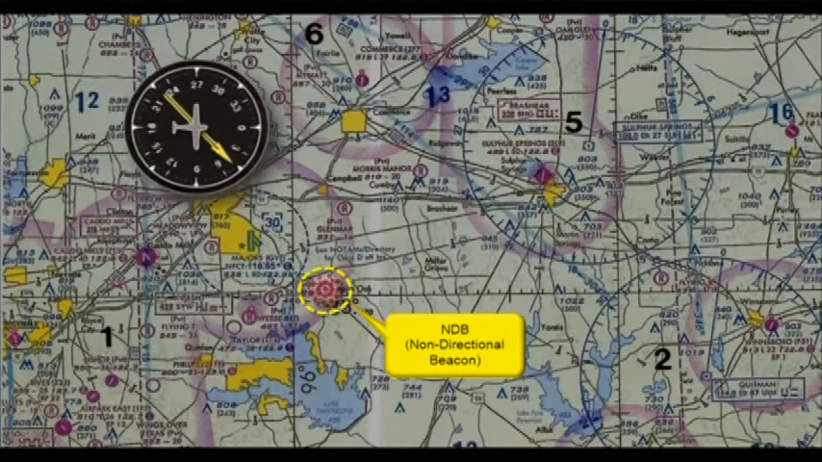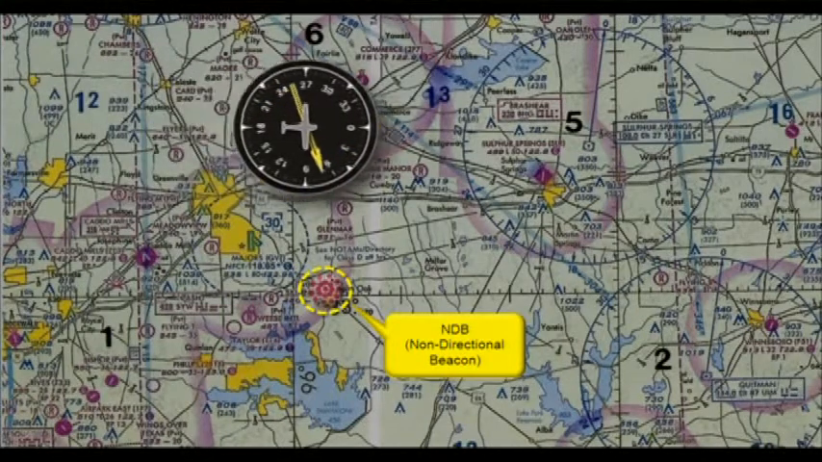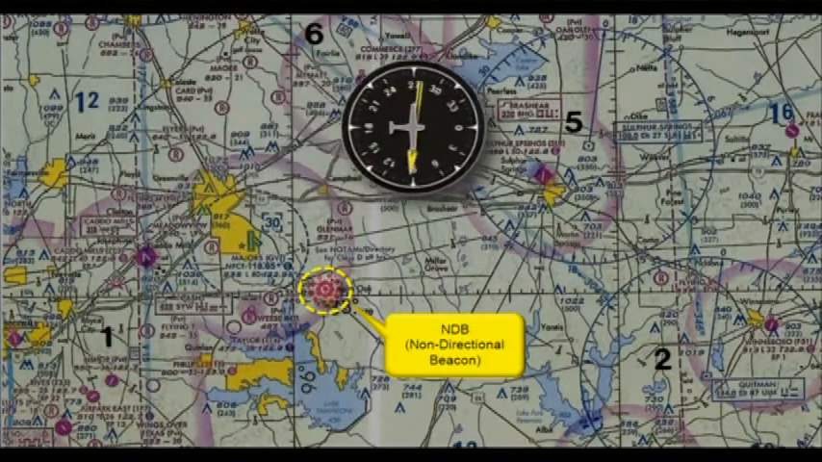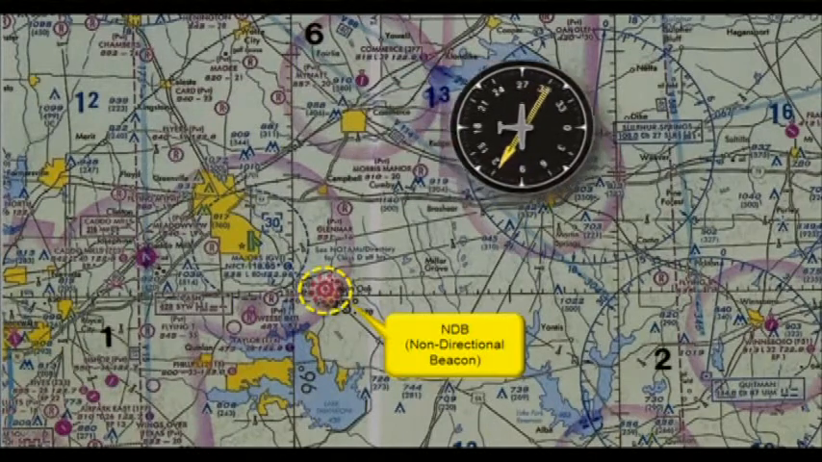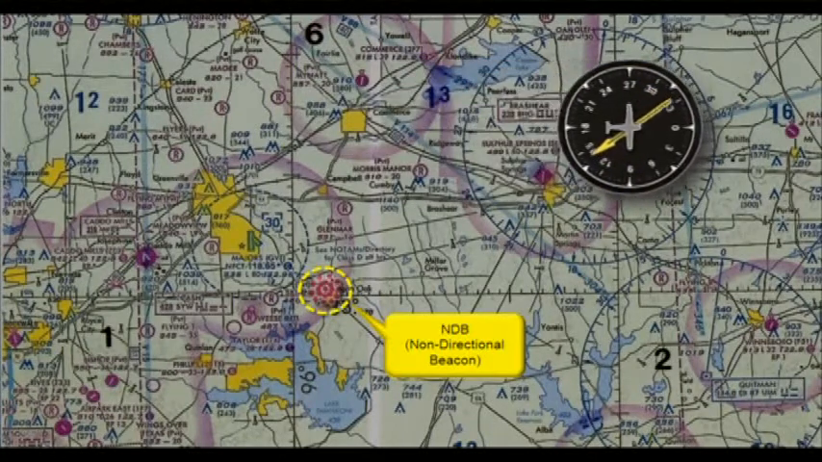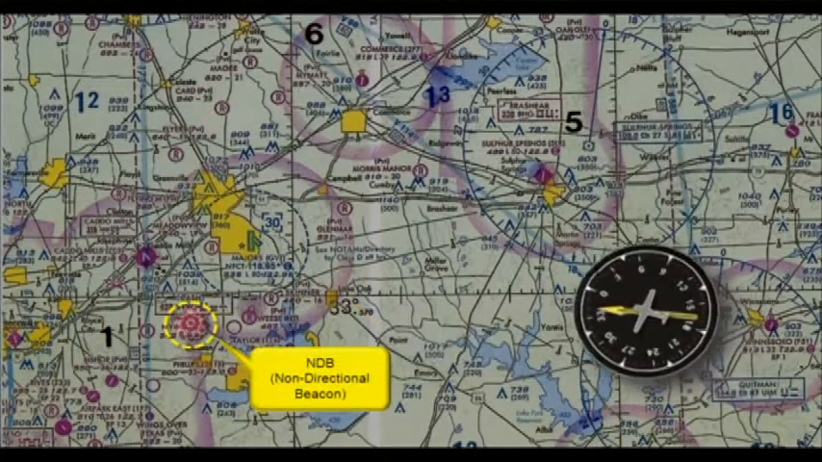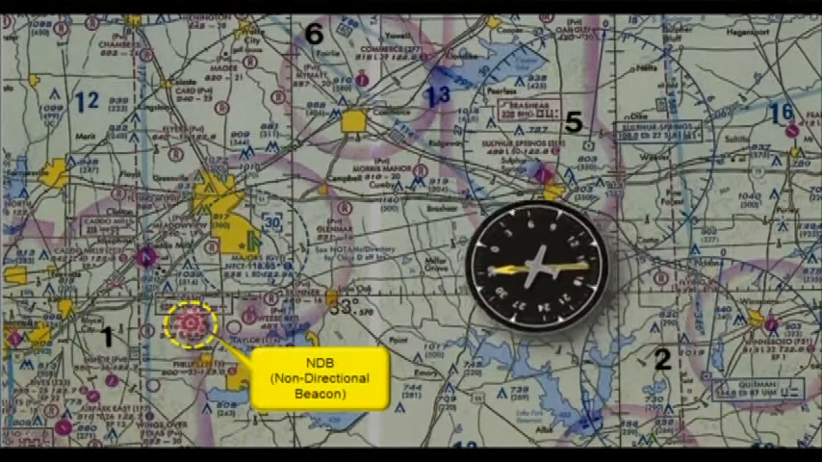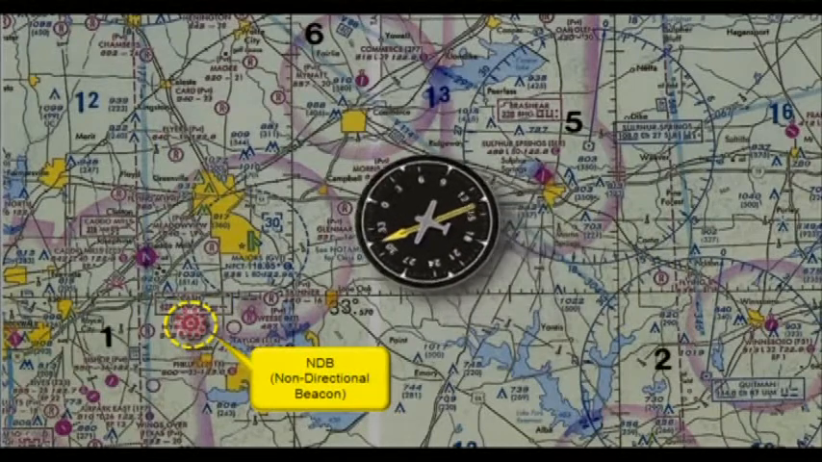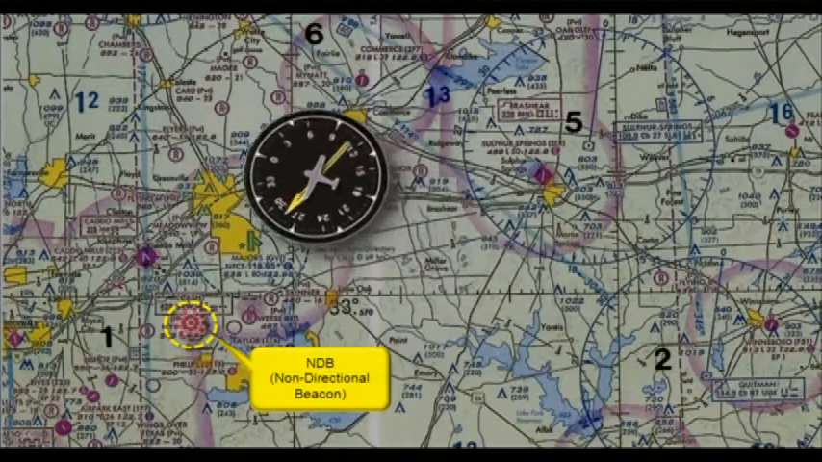Note as the airplane traverses from west to east, north of the NDB ground station, the ADF needle dutifully points to the station. In this next example, the airplane is tracking from the southeast to the northwest. Again, the ADF needle points to the station.